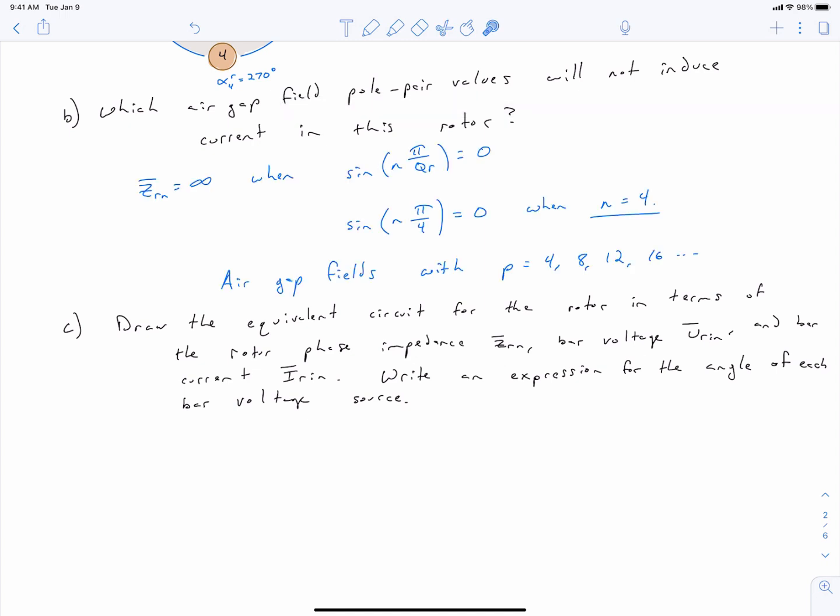Okay, so again, to avoid inducing current in the rotor, we need our rotor impedance to become infinity. And we've just summarized that this is going to be the case when the sine of n times pi over Qr is equal to 0. And that will happen when n is equal to 4 or any multiple of 4. And so we can conclude then that air gap fields with p equal to 4, 8, 12, 16, 20, 24, and so on, when p is equal to these combinations of pole pairs, we will experience no current in this rotor.